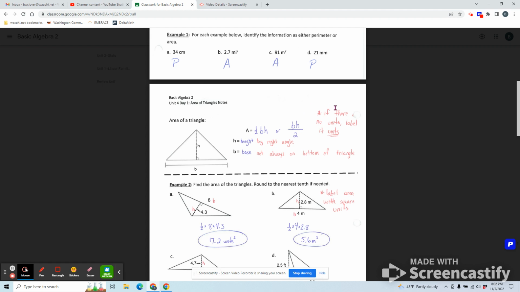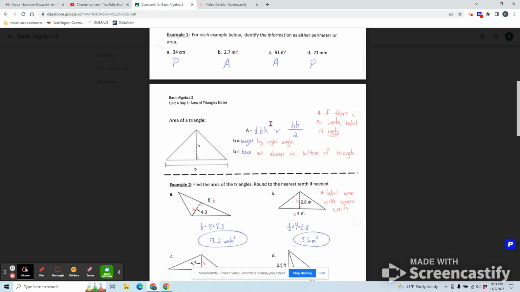If there are no units, you're going to label it as units. So if I go through an example, like in letter A, we can just look really quick. There's no label. There's no meters. There's no miles. There's no feet, inches. So that's why we're going to label it with the word units.